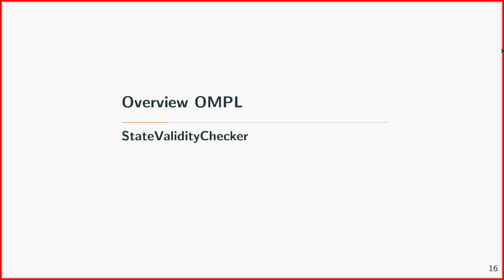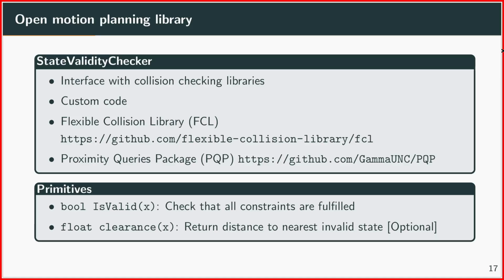Then we have also the state validity checker. This one is the one I would say is a bit more difficult, because the state validity checker has been implemented in such a way that you can just plug in any collision checking engine you want. And so you have to basically write a little bit of an interface to it. As I said, it basically interfaces with any collision checking library. For example, you can plug in the Flexible Collision Library, which we talked about earlier in the lecture. There's also a nice one, which is called Proximity Queries Package, PQP.